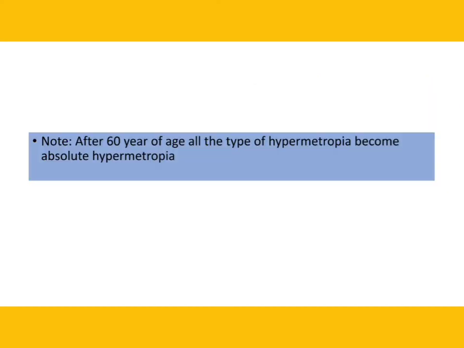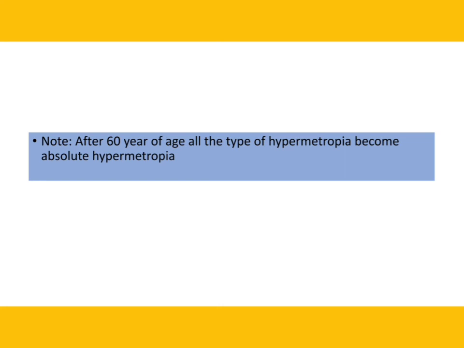Okay, so after 60 years of age, all types of hypermetropia become absolute hypermetropia. Why? Because after 60 years, in persons who have hypermetropia there is no effort of accommodation. So this is why, as an optometrist, when patients come to us who are more than 60 years of age, after taking the near visual acuity, we just put a +3 addition. And after that the person becomes very happy, and he can read N6 or 6.6 depending on what type of near chart you are using.